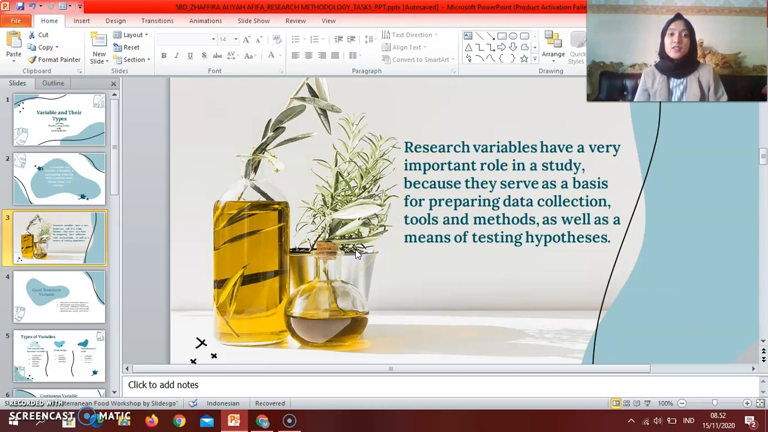In a study, research variables have a very important role because they serve as a basis for preparing data collection, tools and methods, as well as a means of testing hypotheses. Variables help prepare the best possible tools and methods to be more conscious when used to collect data and analyze it appropriately. In addition, variables also play an important role when formulating the hypothesis that will be the basis of the research.